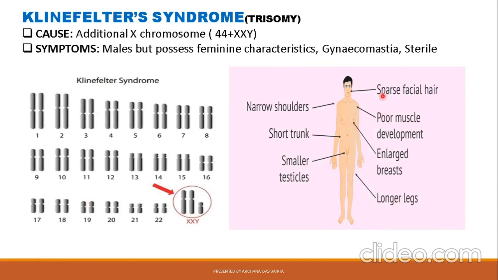Then these are the symptoms: sparse facial hair, poor muscle development, and large breasts, that is gynecomastia. Then long legs, smaller testicles, a long trunk, narrow shoulders. So they have a lot of feminine characteristics, but basically they are males. They have the male genital organs.